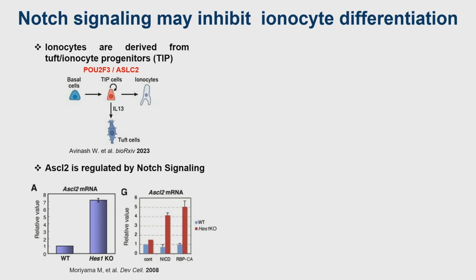And not only this, but recent findings also showed a tuft ionocyte progenitor which expresses POU2F3 and ASCL2. And this links us back to Notch because ASCL2, this marker for the ionocyte progenitor, has been shown to be regulated by Notch signaling. It's kind of complicated, but the summary is that Notch signaling could both upregulate and downregulate this ionocyte progenitor marker, ASCL2. Again, linking us to the fact that Notch signaling plays a role in ionocyte differentiation.